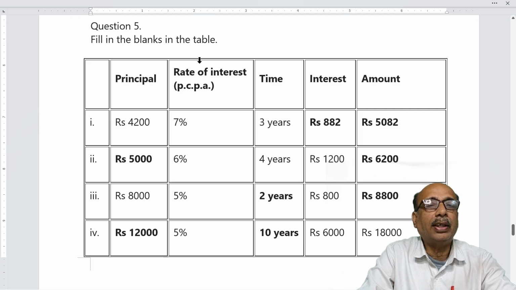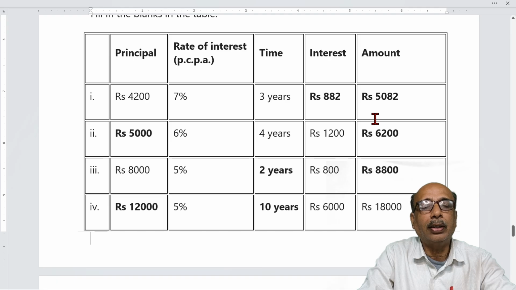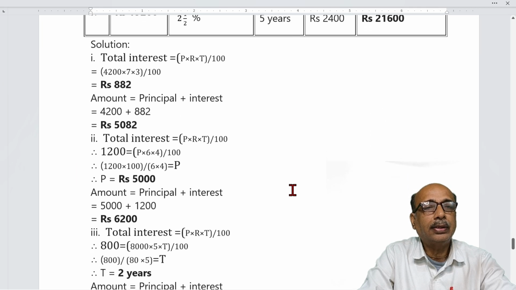Next, fill in the blanks in the table. Here you see the terms which are given in bold; those are calculated below and written here. So principal is given, rate of interest is given, time is given. We have to find out the interest and amount, and so on. Whatever terms are missing, we have to find out. We'll come across them in the exercise.